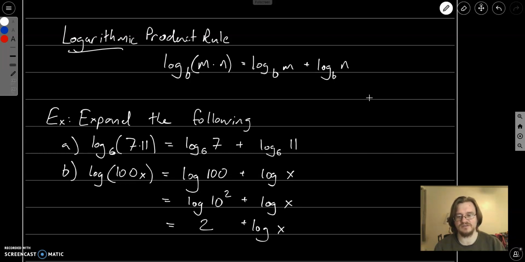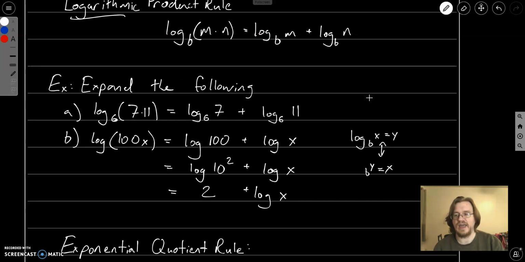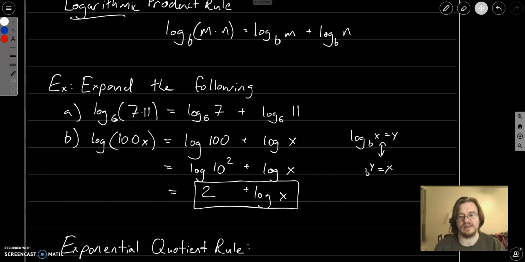Again, to reiterate this, log base b of x is equal to y just means b raised to the y power is equal to x. So this is: 10 raised to what power is 10 squared? Well, 10 raised to the second power is 10 squared. So this is where the 2 comes from. This is as simplified as I can make this. This is as expanded as I can take the log of 100x.